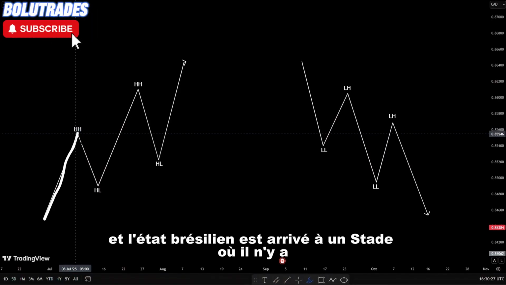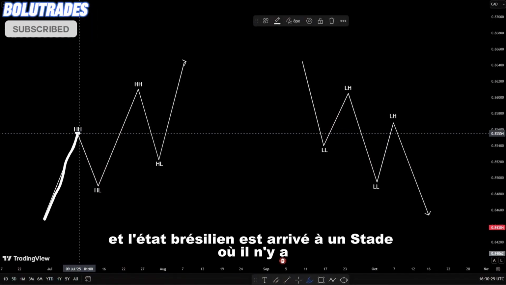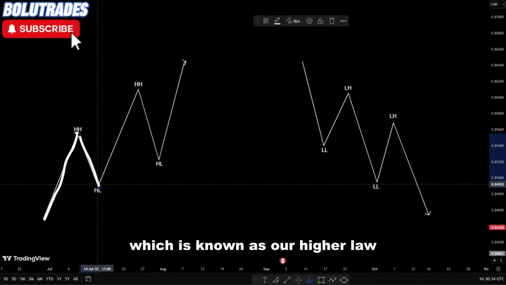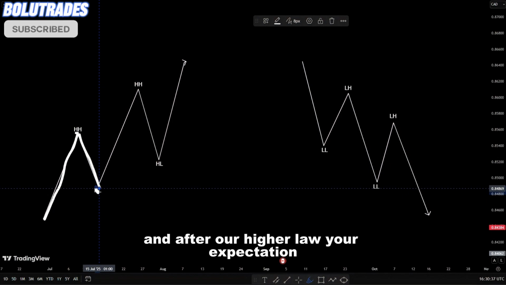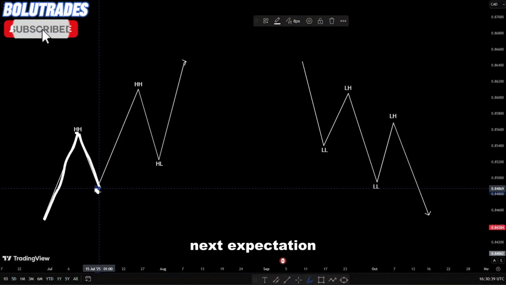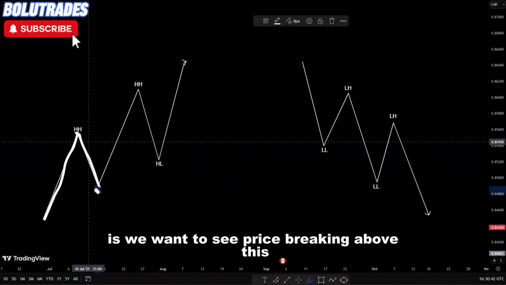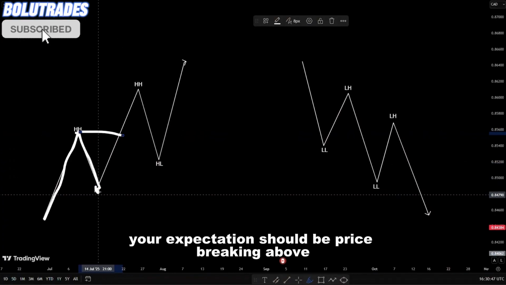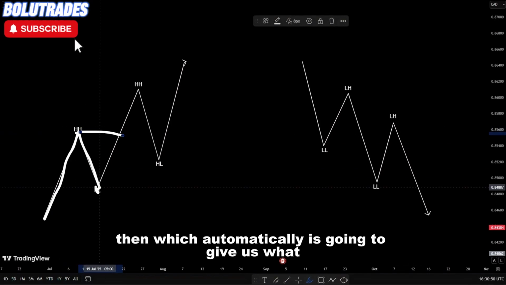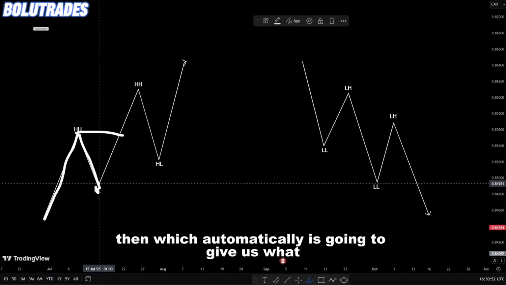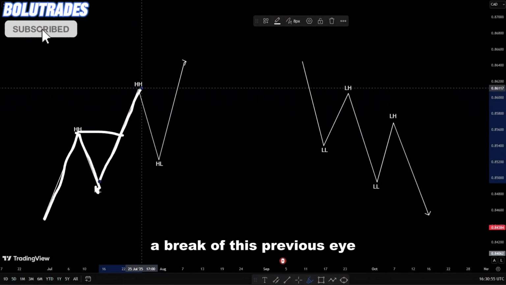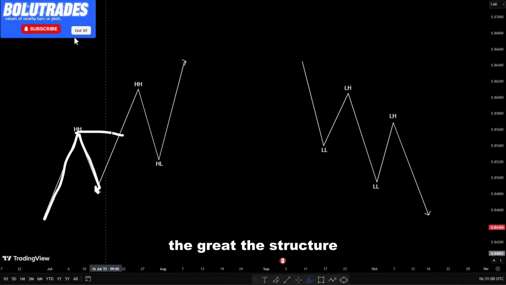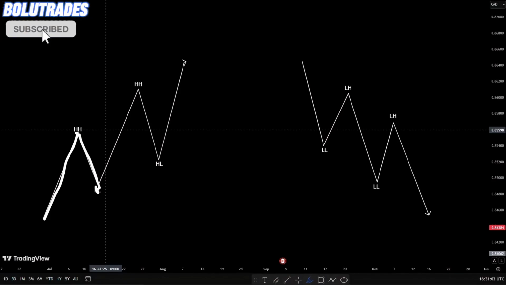Then after giving us a higher high, the next thing you always want to see is a pullback. This is known as a pullback, which gives us our higher low. And after our higher low, your expectation is to see price breaking above this previous high right here, which automatically gives us a break of the previous high. You can call it a break of the previous high or a break of structure.